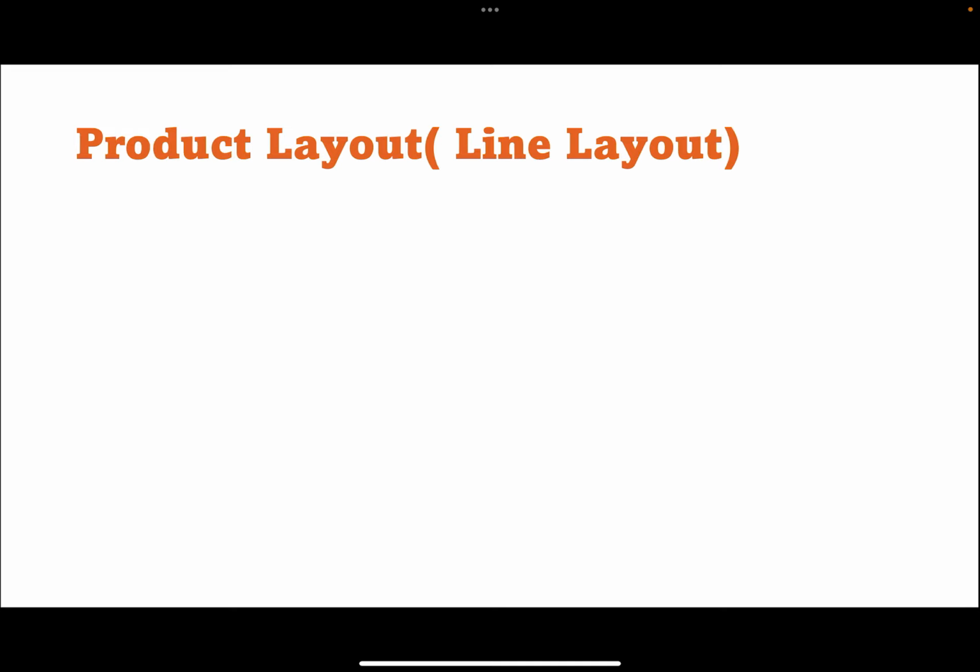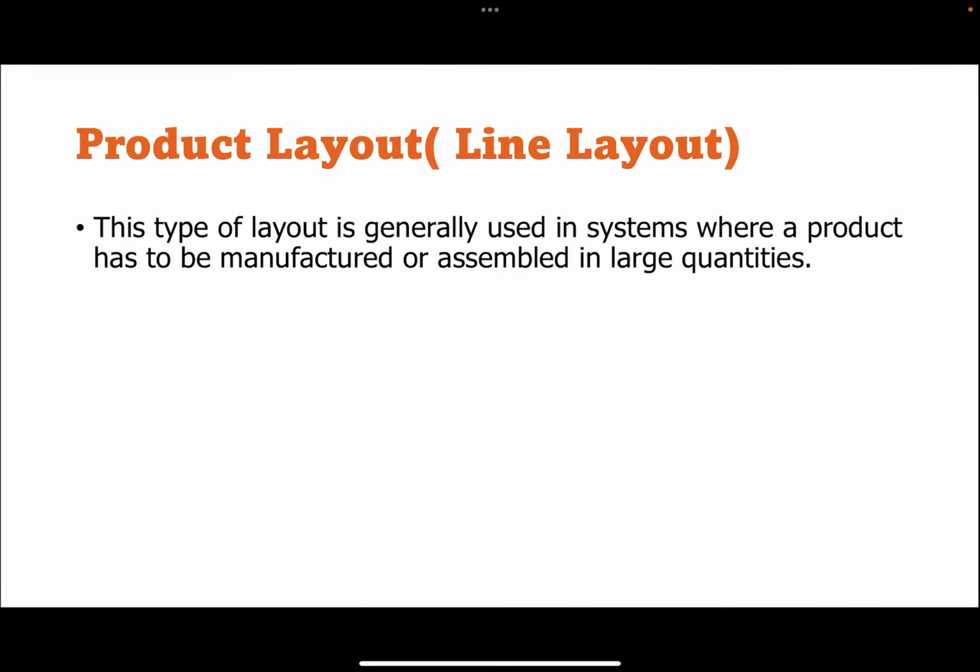So first, let us discuss the product layout, or it is called line layout. This type of layout is used in systems where a product has to be manufactured or assembled in large quantities. Suppose you want to manufacture a product. That means there is a sequence of operations performed upon that product. For example, let us start with machining, and then you can start drilling. Then you have milling, like that.